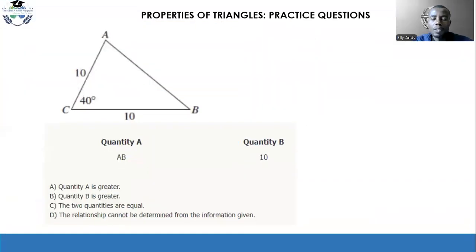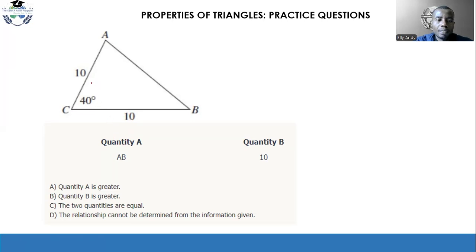So those are the properties we were to look into today. Of course, the list is not exhaustive, but those are some of the most common you'll meet in the GRE. So let's look at a few examples to see how these properties are tested in the GRE. So here is our first example. So this is a quantitative comparison question.